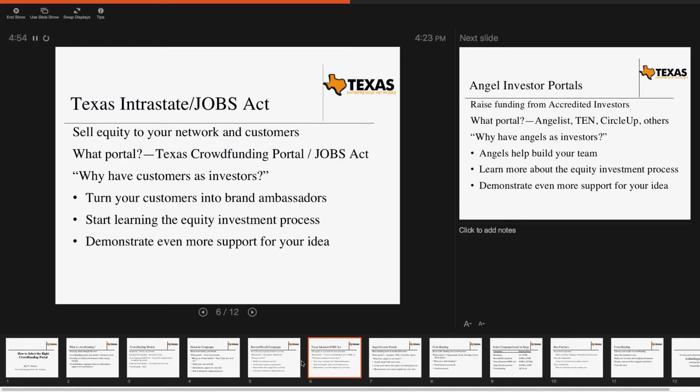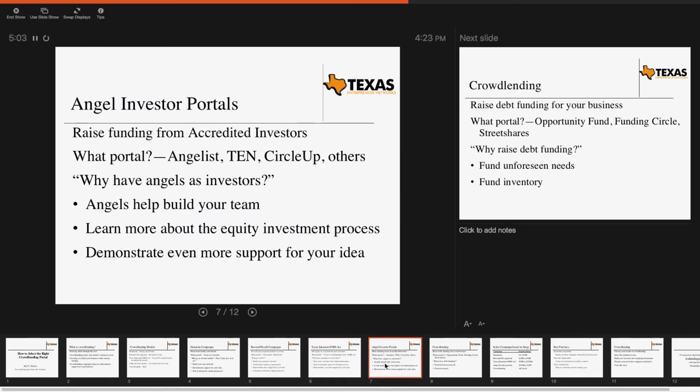And again, you're going to start to learn the equity investment process, and you're going to demonstrate yet even more support for your idea. And then the next step up is to go to angel investor portals. And here we're raising money from accredited investors. And key portals here are AngelList, 10, Circle Up, and there's many others out there.